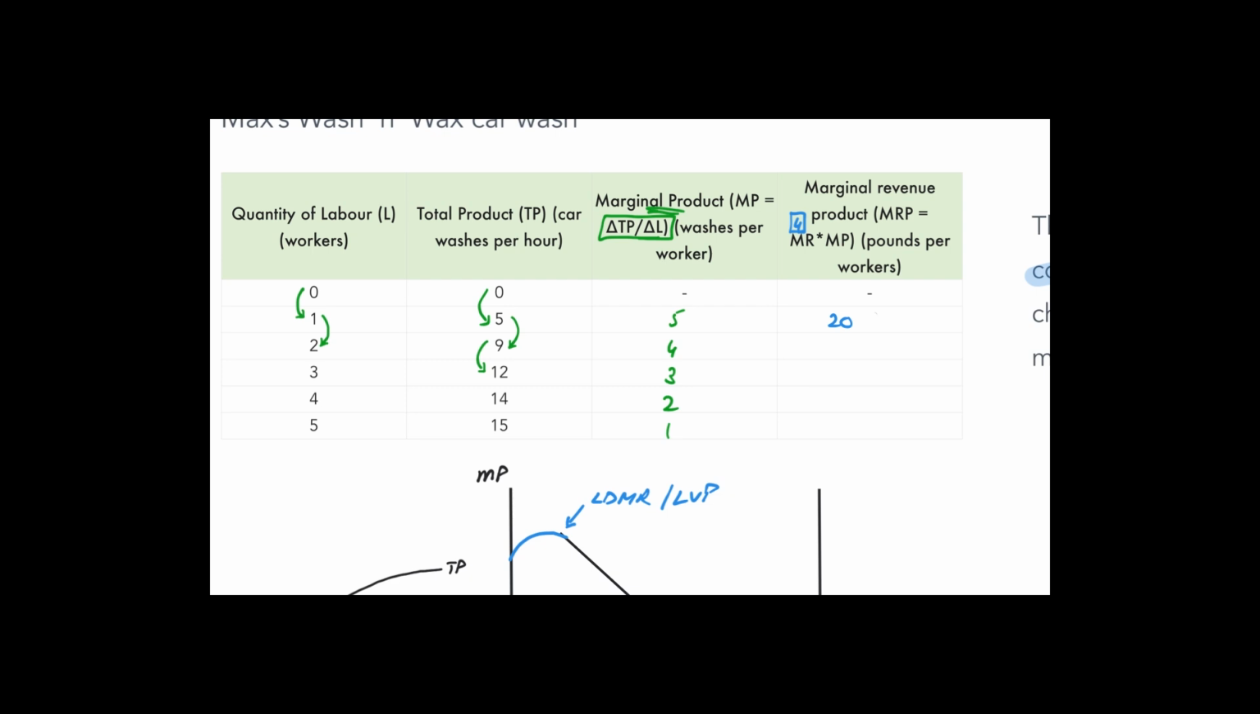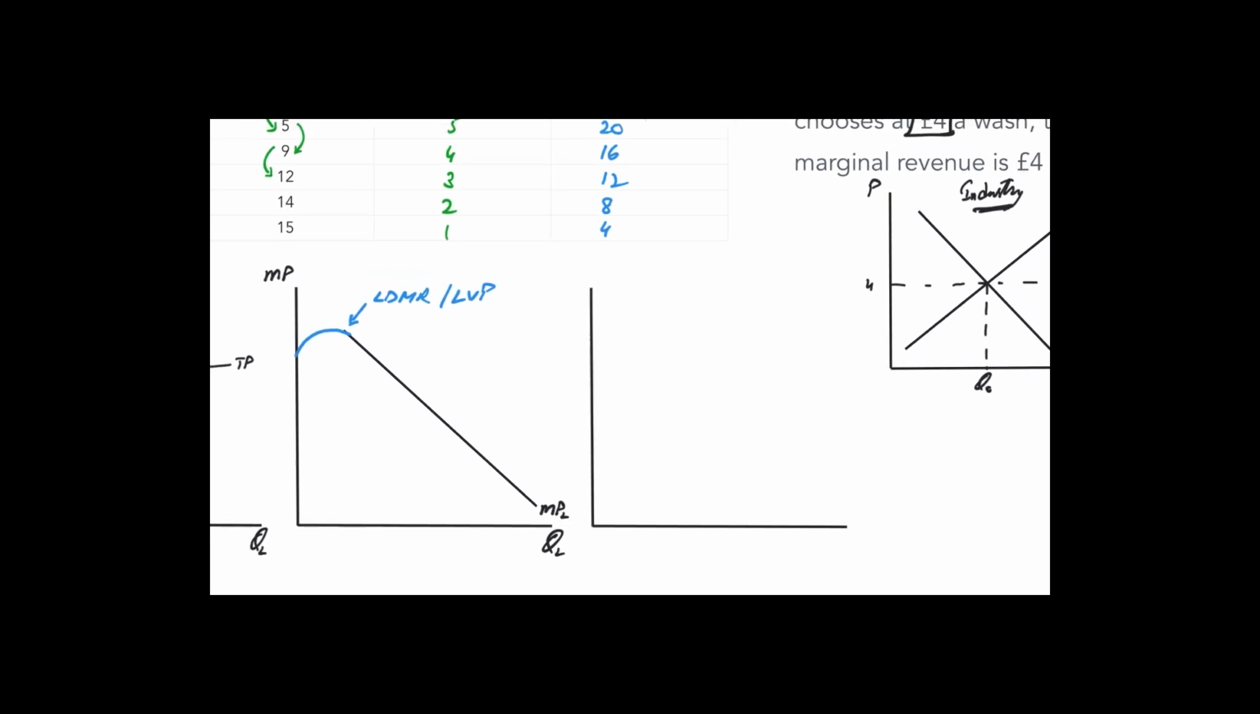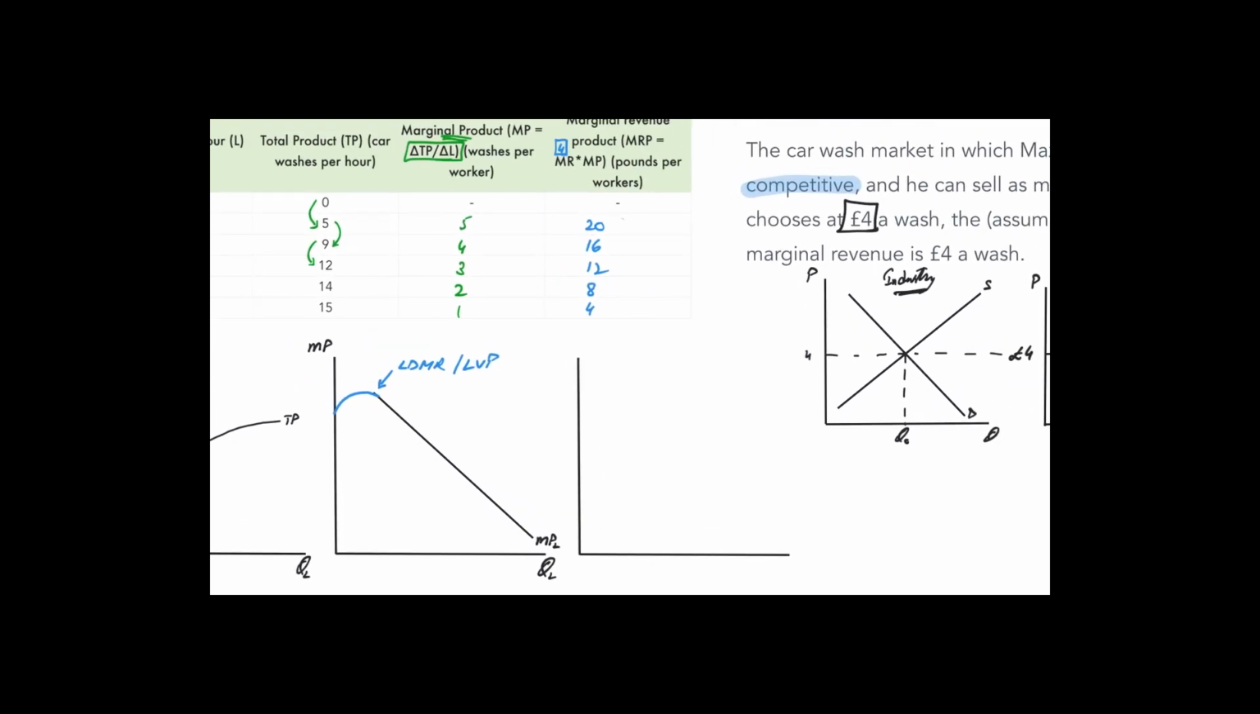पहला वर्कर मुझे 20 पाउंड कमा के देता है। दूसरा वर्कर क्योंकि उसकी मार्जिनल प्रोडक्टिविटी गिर गई है, इंटू 4 वो मुझे 16 कमा के देता है। 12 कमाता है, 8 कमाता है, 4 कमाता है। तो ऑन दैट नोट, if I was to construct my MRP curve, so it's going to pretty much take the shape of the MP curve. The shape is going to be exactly the same. It's only the y-axis values which are going to be different.